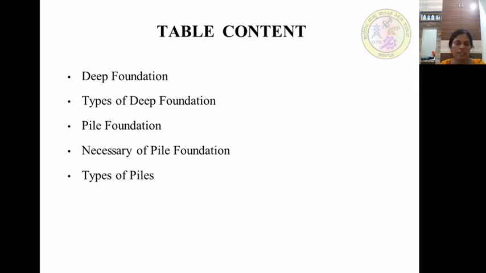In such cases, shallow foundations are further classified into spread foundations, combined foundations, mat or raft foundation, grillage foundations, eccentrically loaded foundations, strap footings or cantilever footing, and stepped foundations.